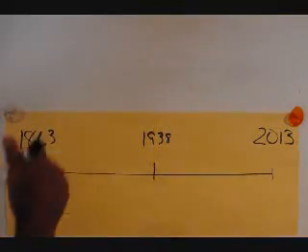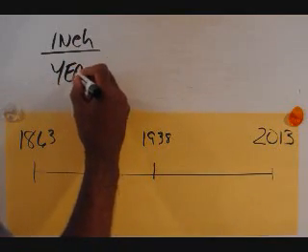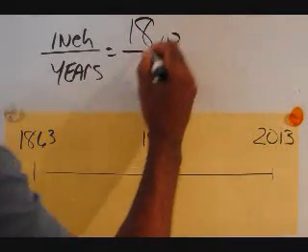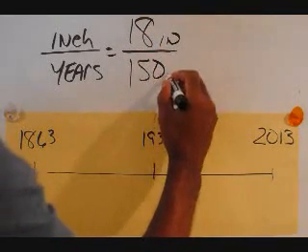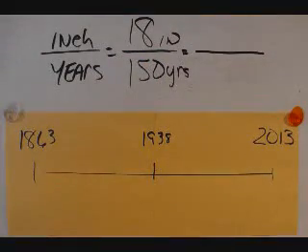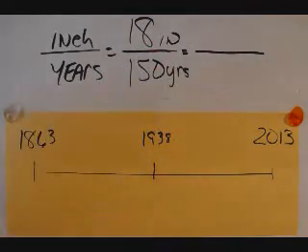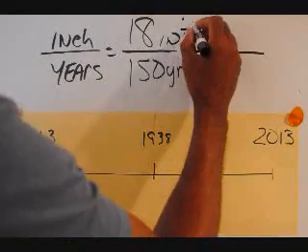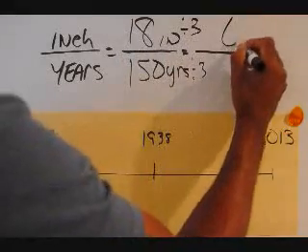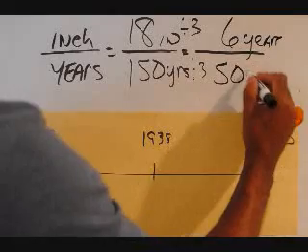Let's go back to our beginning ratio. We're comparing inches to years, and we know that 18 inches is 150 years. Well, we already divided by 2. What else can we divide by? Well, we know that a common factor of 18 and 150 is 3. At least we should know that. 18 divided by 3 gives you 6, and 150 divided by 3 gives you 50 years.